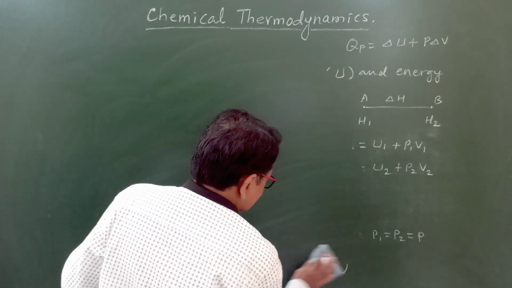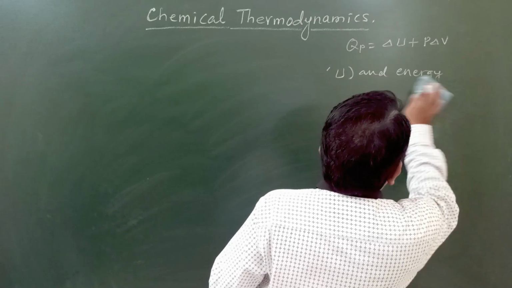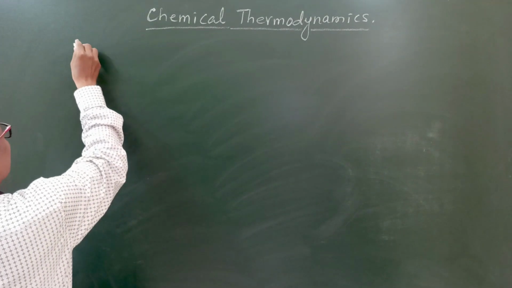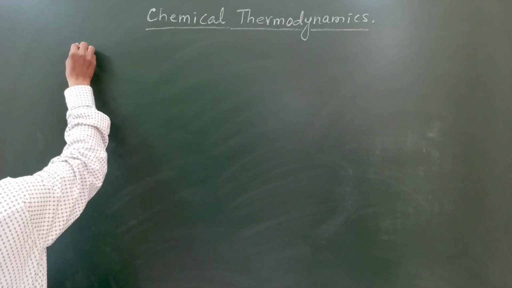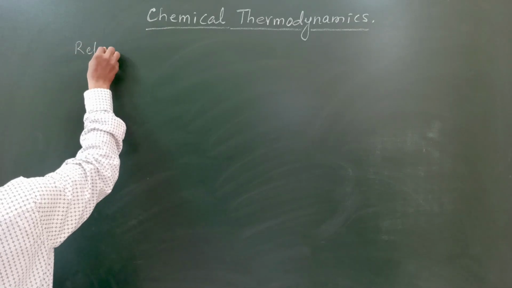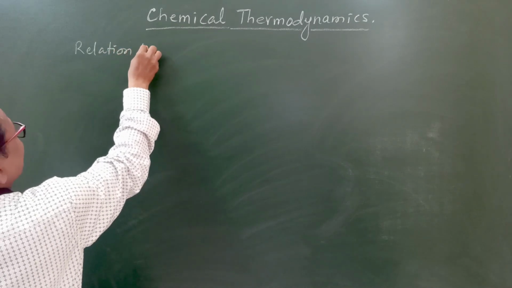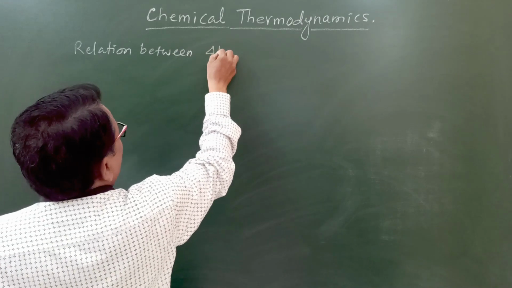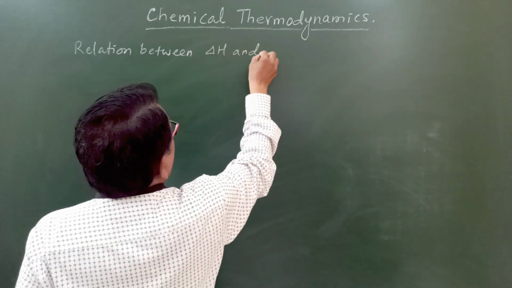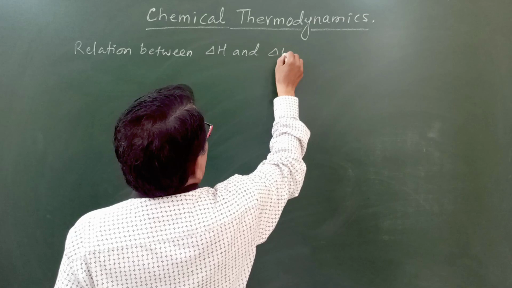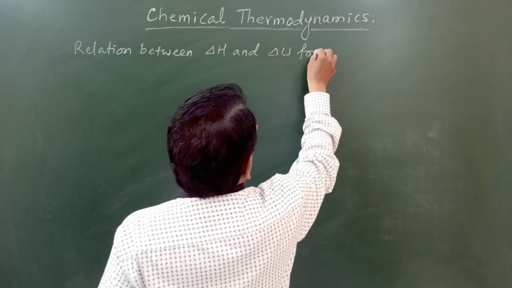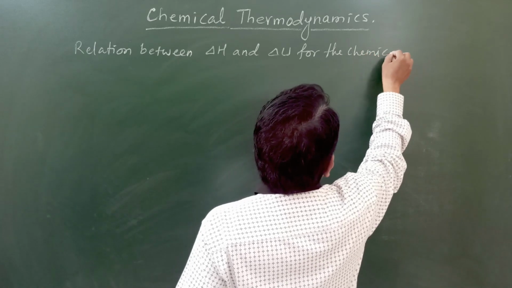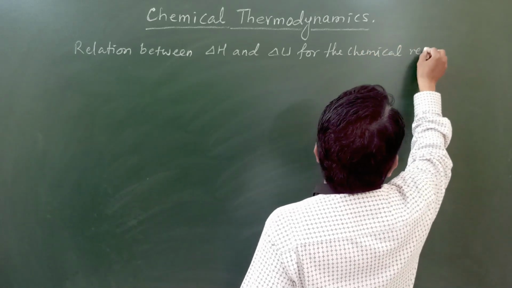Or the derivation. So that is the relation between delta H and delta U for the chemical reaction. Relation between delta H and delta U for the chemical reaction.